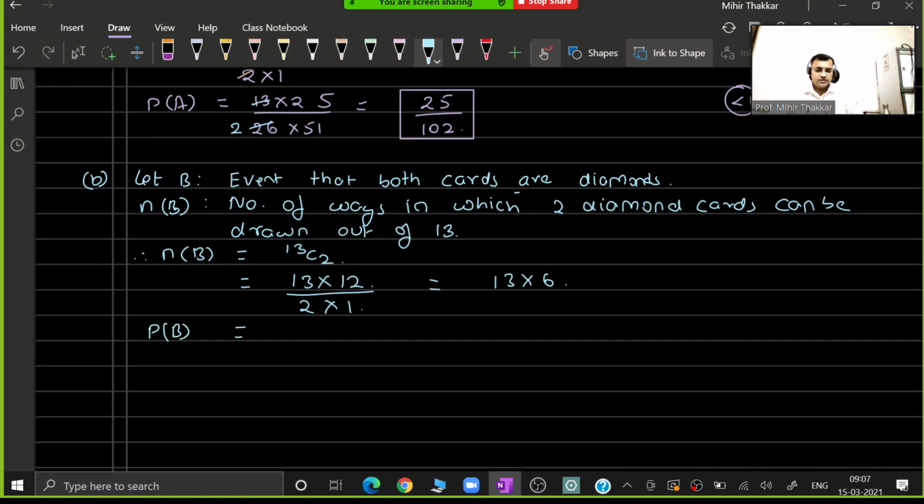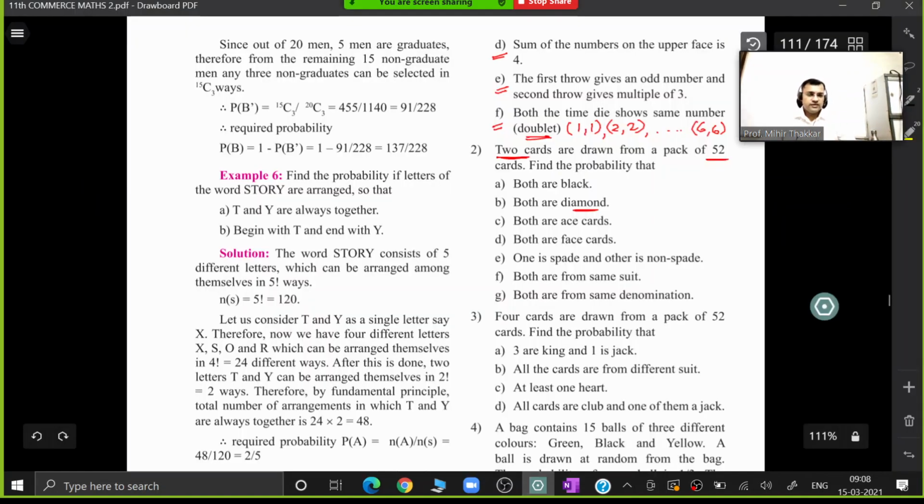So P of B is equal to NB upon NS. NS is fixed, 26 into 51. So when we do the cancellations, these both will go away, 1 and 2. 2 into 1, 2 into 3, 3 into 1 and 3 into 17. So guys, I get a very easy answer, 1 upon 17. The C part, it is asking us that both are ace cards.